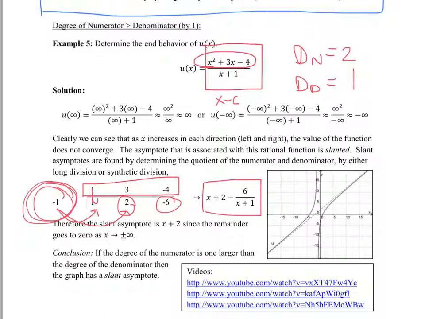What is it? Y equals mx plus b. Yeah, y equals mx plus b, or x plus 2. So x plus 2 is this dashed line you see. And look at the graph. The graph happens to be bounded by that dashed line perfectly on both sides. So we call this a slant asymptote. The slant asymptote is the equation y equals x plus 2.